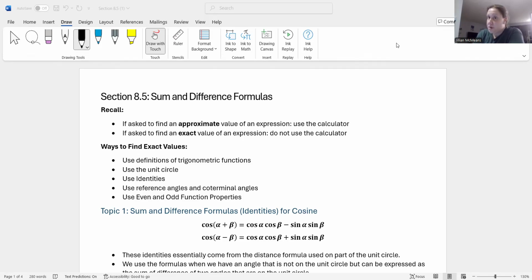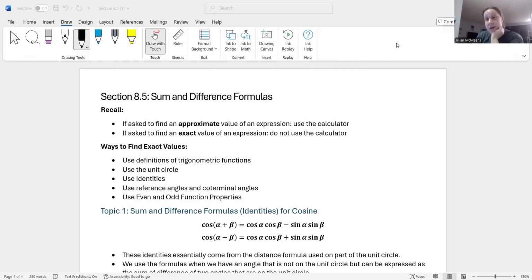We can also use the unit circle. Hopefully we're getting much better at building the unit circle. What the unit circle does is highlight commonly used angles, and it gives us a tool to help us remember what the trig ratios are for these really commonly used angles. We can also use identities. If we have sine or cosine, we can use the reciprocal identities or the quotient identities to get cosecant, secant, tangent, and cotangent. In the previous section, we were building all sorts of identities, so we can certainly use identities to get exact values of expressions.